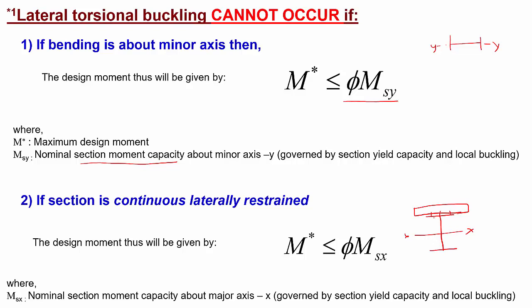As it is bending about the x-axis, your capacity will simply be MSX multiplied by phi, where MSX is again the nominal section moment capacity. So we just have to find out the nominal section moment capacity, and that will be the capacity of the beam. There will be no lateral torsional buckling possible in that beam as well. So these are the two cases where we do not have to consider lateral torsional buckling, but in other cases we have to calculate the possibility of lateral torsional buckling as well, and their capacity also we have to calculate.